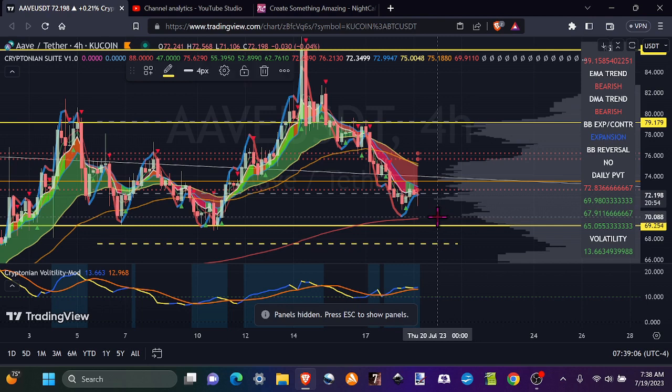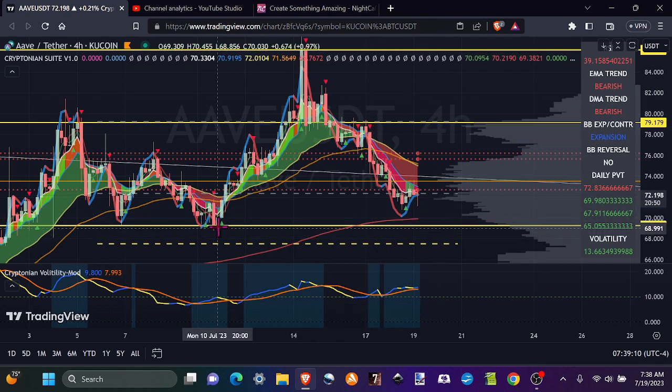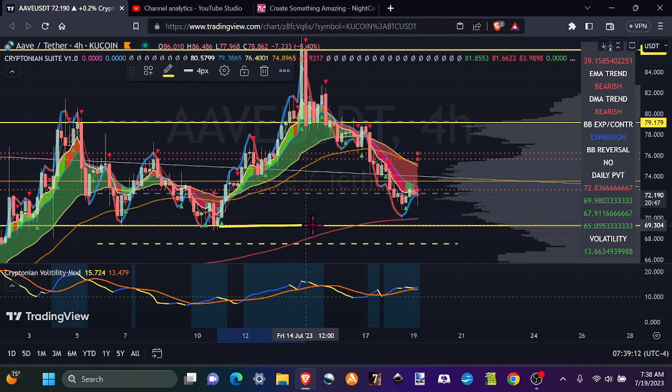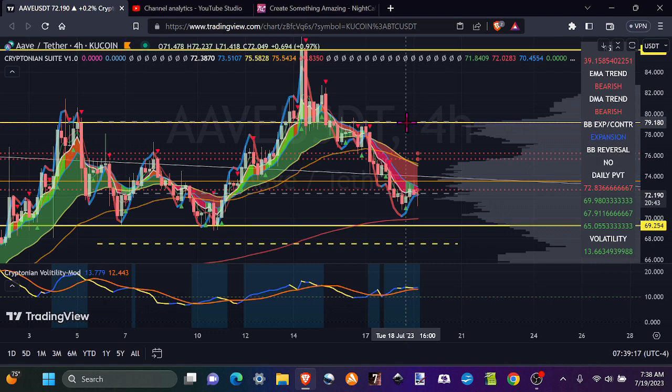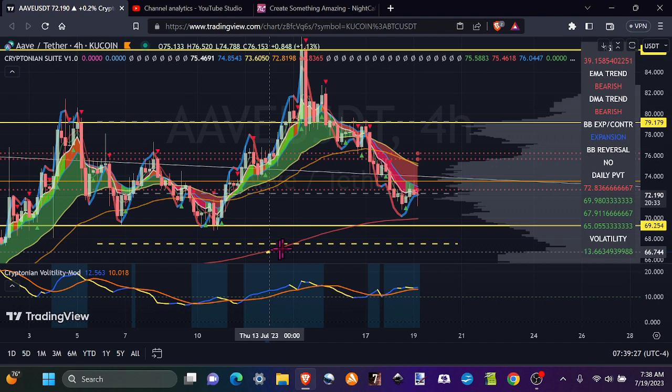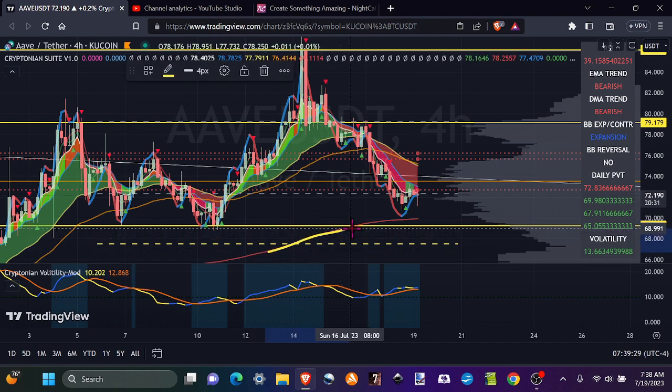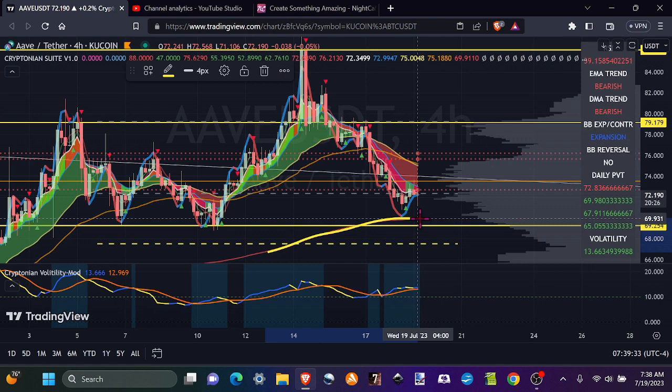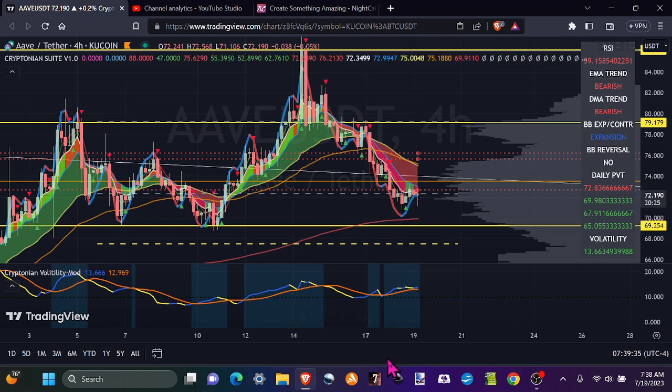So you can see here the 200 moving average has come into the trading range, right? The trading range is this yellow line, 69.25, all the way up to this line, 79.20. And so you can see how this red line, okay, this is the 200 moving average, has come up as AAVE has gone sideways and now is into the trading range. And so this is going to force a decision for AAVE.